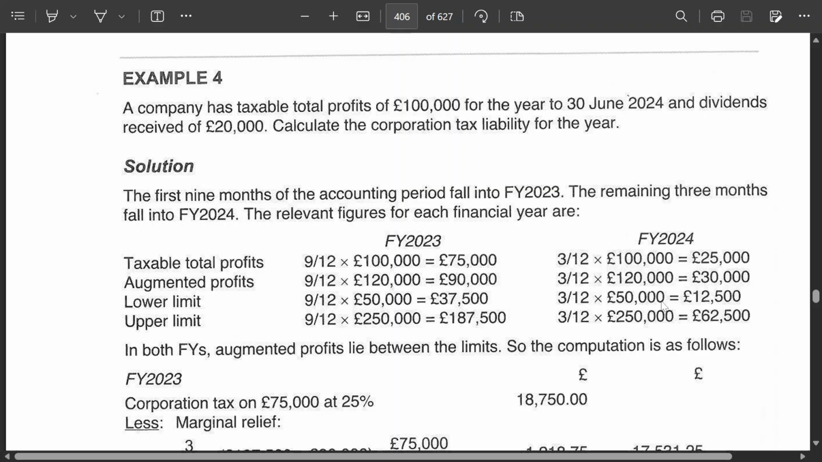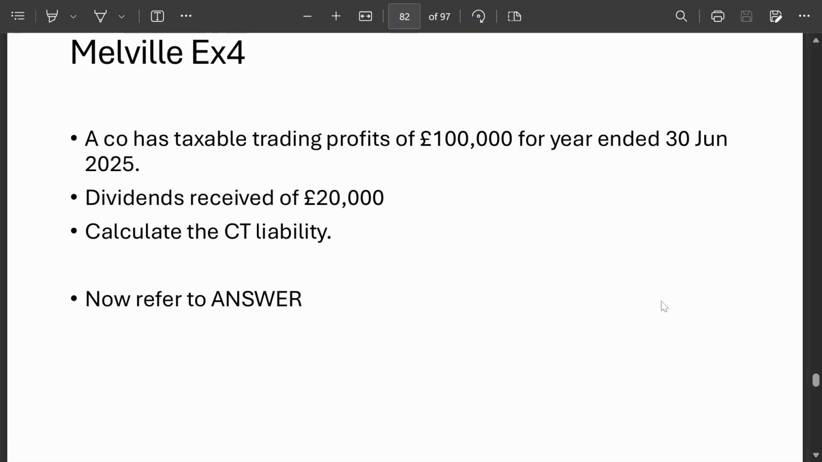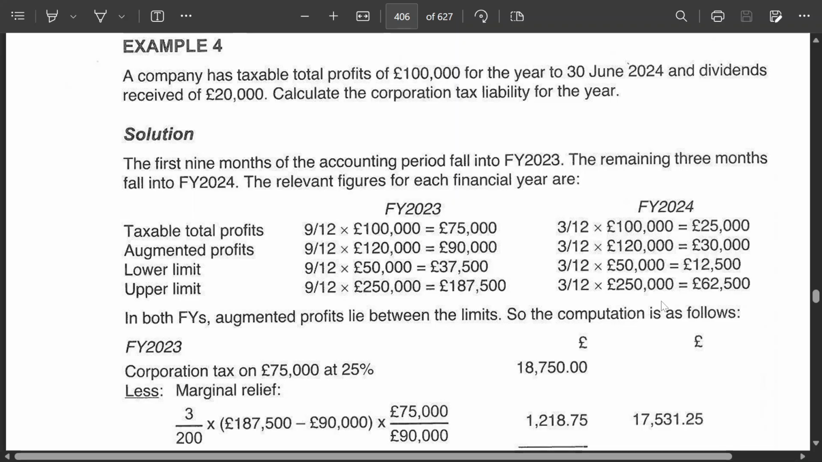Okay, now let's look at another one. Example 4. We are supposed to do example 4. So TTP 100, year to 30th June. One thing good is that it's a full year, but there's a problem because the full year is not fitting nicely into a tax year, which is basically your 1st April to 31st March. So now you have to split it.